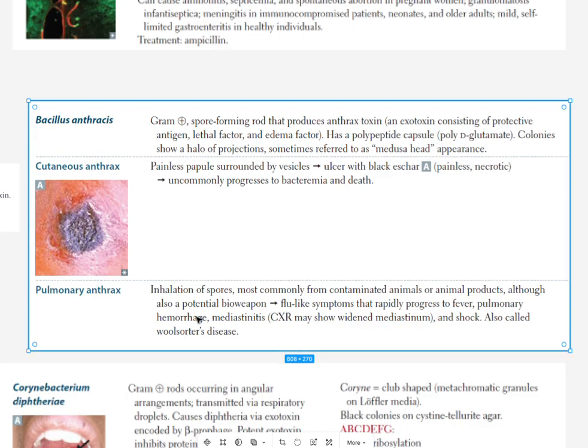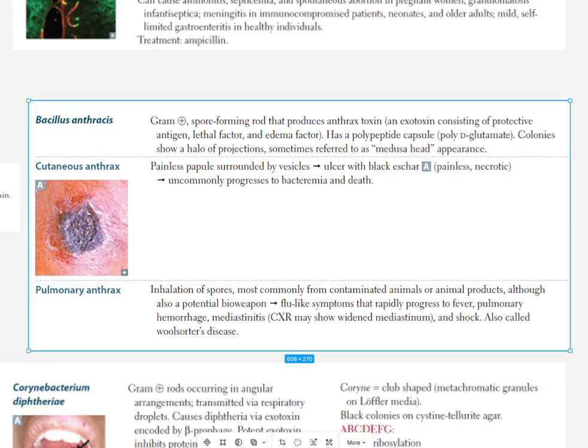Yes. So what happens is the spores enter the lungs and the macrophages eat the spores. And when the spores are eaten by the macrophages, the spores germinate. They multiply and travel to mediastinal lymph nodes. When they travel to mediastinal lymph nodes, they cause a massive hemorrhagic inflammation there and cause mediastinitis. Mediastinitis is basically inflammation there, right? Massive hemorrhagic inflammation, and this leads to shock and this leads to death.